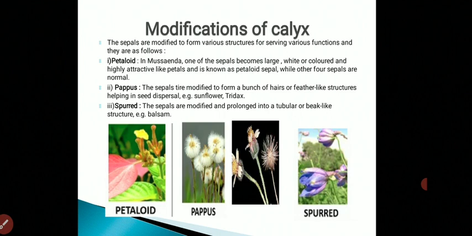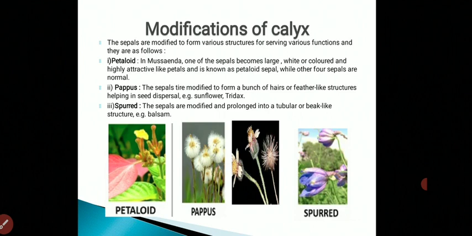In Mussaenda, one of the sepals becomes large, white or colored and highly attractive like a petal, and is known as a petaloid sepal, while the other four sepals are normal. Look at the diagram. Here one sepal becomes large and petaloid and the other sepals are normal. It is called petaloid because one sepal behaves like a petal or looks like a petal. It is called a petaloid type of calyx.